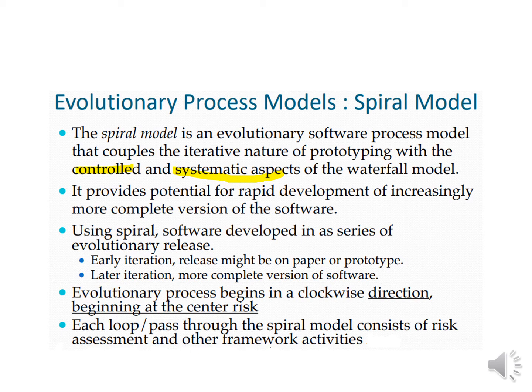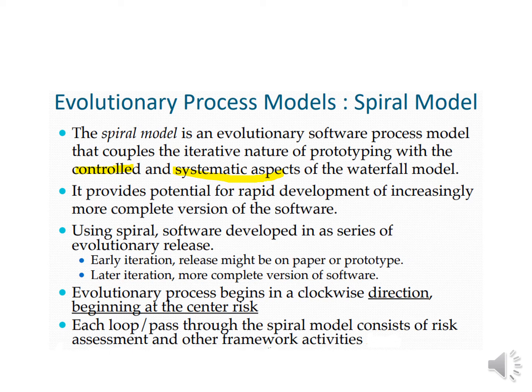It provides potential for rapid development of increasingly more complete versions of the software. As I said previously, by using the spiral model you can follow one thing repeatedly, and go through every stage repeatedly. That's why you can have very refined software. Using spiral, software is developed as a series of evolutionary releases. Early iteration releases might be on paper or prototype. Later iterations are more complete versions of the software.